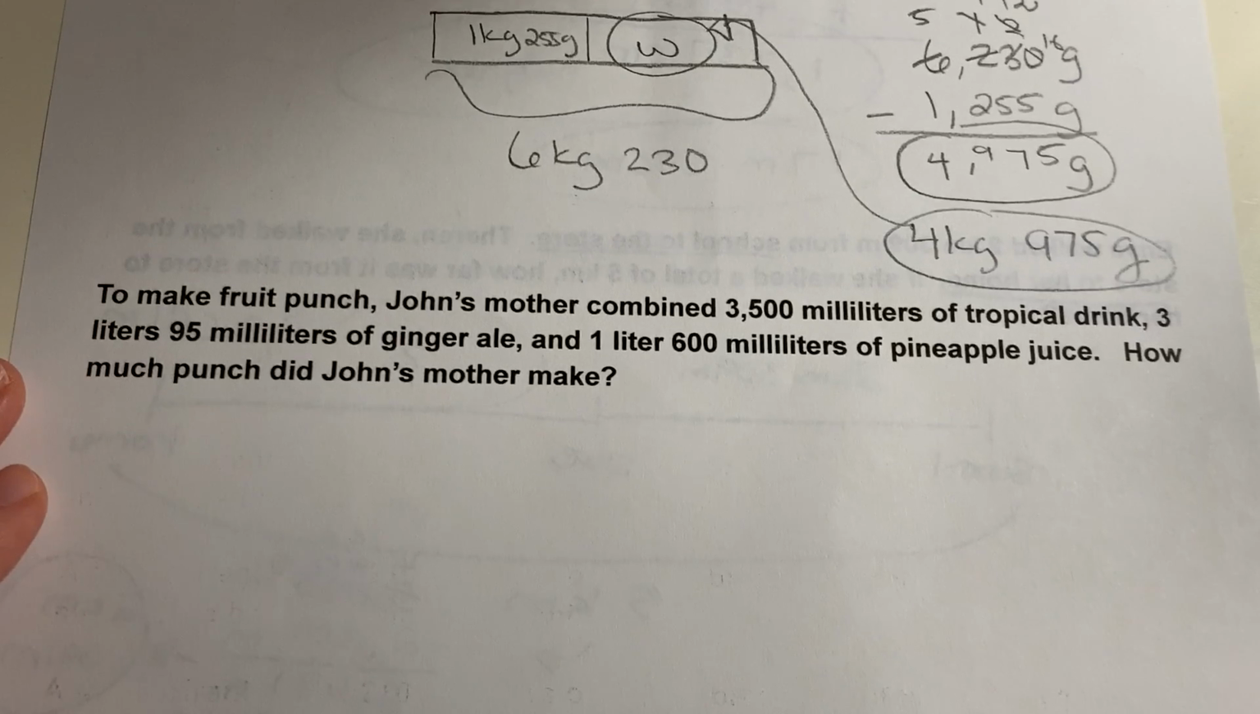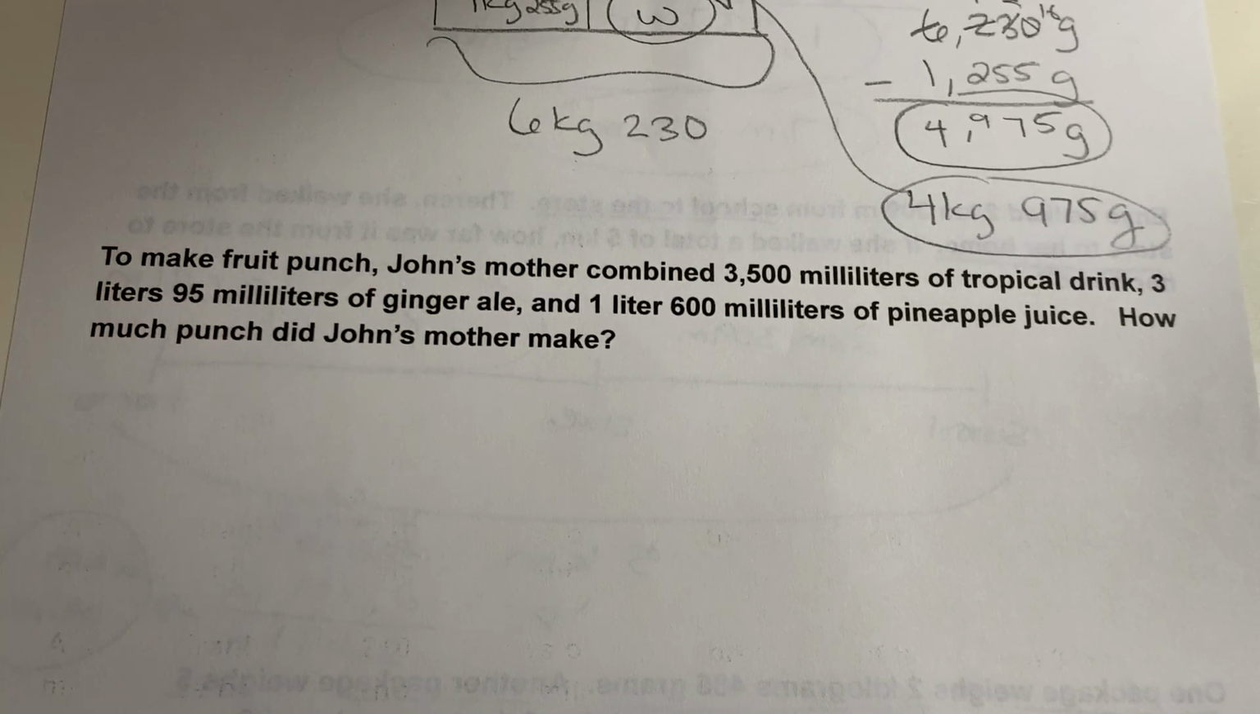All right, so to make fruit punch, John's mother combined 3,500 milliliters of tropical drink, 3 liters, 95 milliliters of ginger ale, and 1 liter, 600 milliliters of pineapple juice. How much punch did John's mother make? And just a clarification, all of those drinks combined together make the punch. Okay, go ahead and try that on your own.